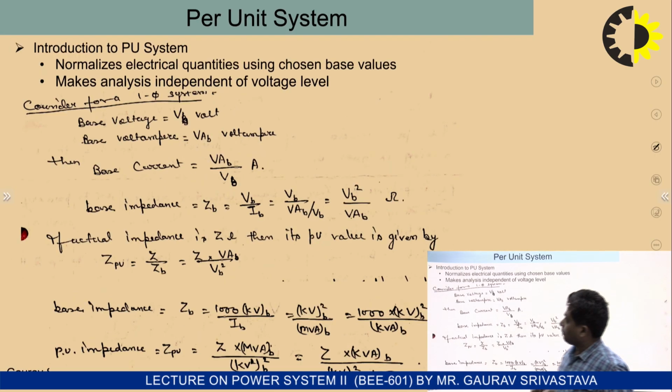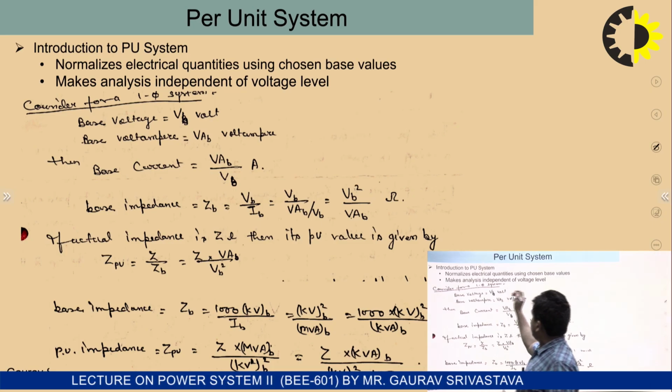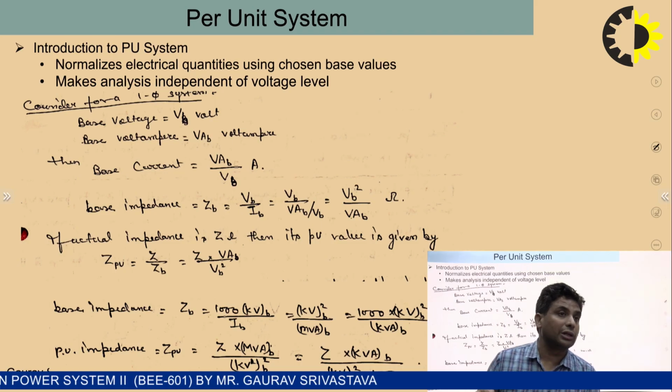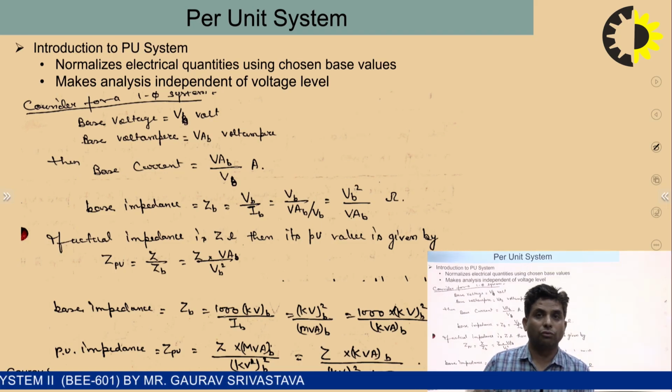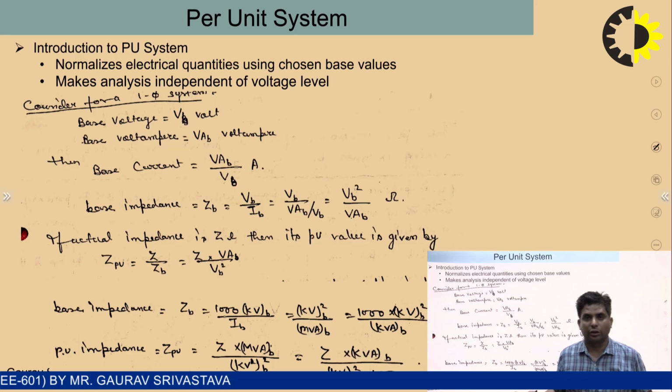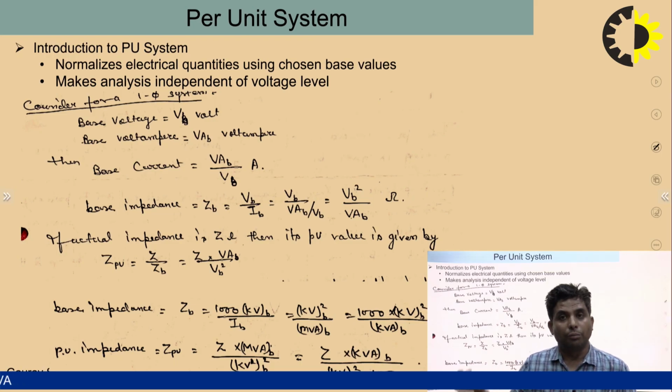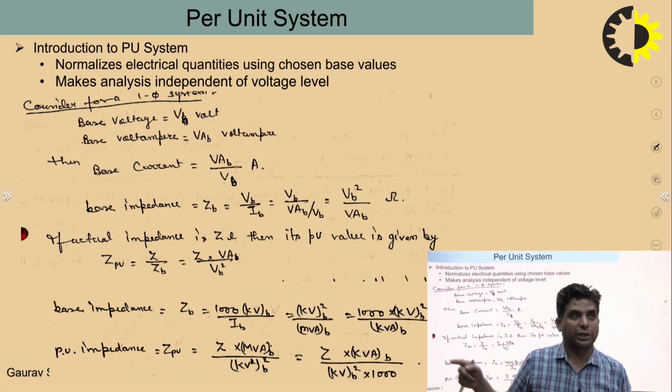using a chosen base value makes the analysis independent of the voltage level. The voltage level that was changing and interchanging at every level, we have completely changed that scenario. We select a voltage base and then accordingly we change the per unit impedances for all the sections.